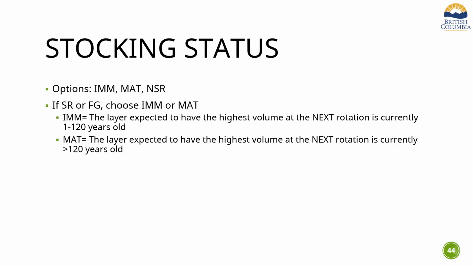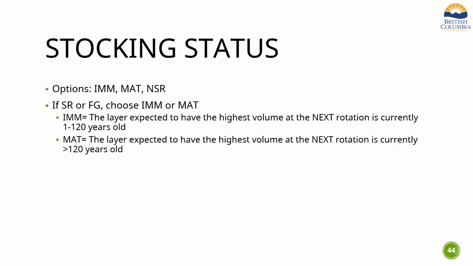You have to determine what layer will have the most volume at the next rotation. And that could be in 80 years, 100 years, 120 years time. So if your understory layer will be contributing the most volume in 80 years time, then your status will be IMM. If your overstory layer will be contributing more volume in 80 years time and is currently greater than 120 years old, then your status should be reported as MAT.